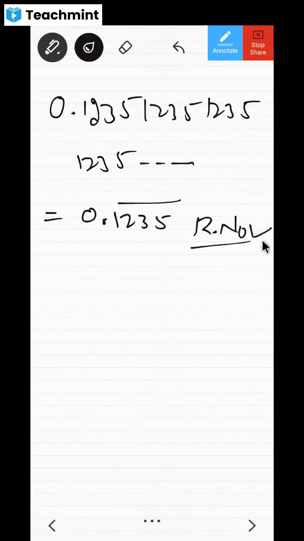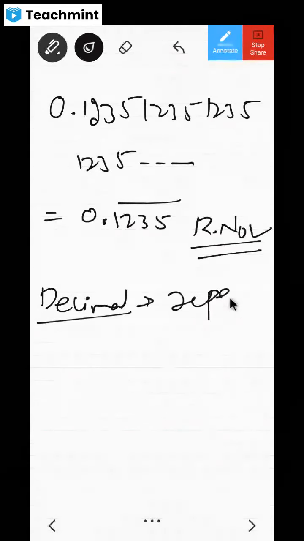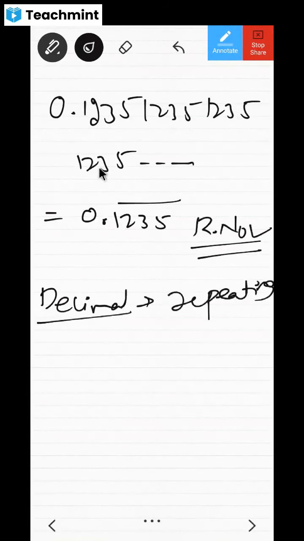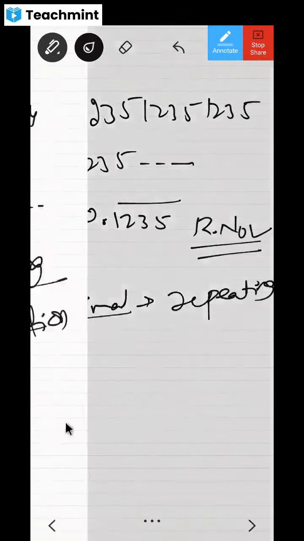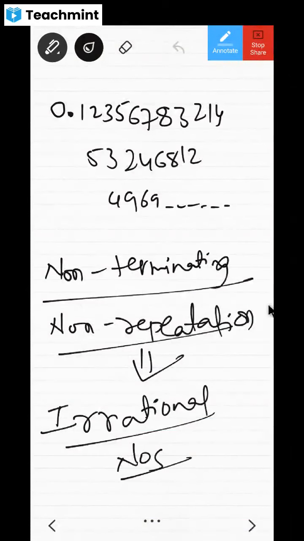Why? Because whatever decimal is there, it is repeating, so I can say it is a rational number. 1235, 1235, 1235, it is repeating. But here it is non-terminating and non-repeating. Therefore, it is an irrational number. Understood?